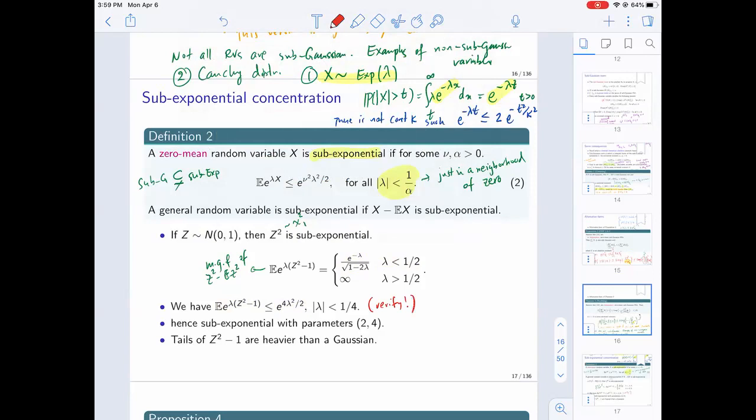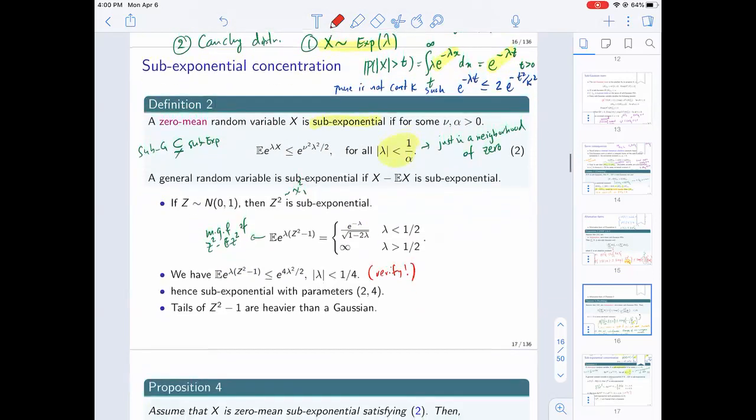And so this shows that this random variable is sub-exponential with parameters 2 and 4. 2 is because this is like 2 to the 2, and alpha is 4. So I get nu and alpha. My notation is going to be that a random variable that satisfies this is sub-exponential with parameters nu and alpha.